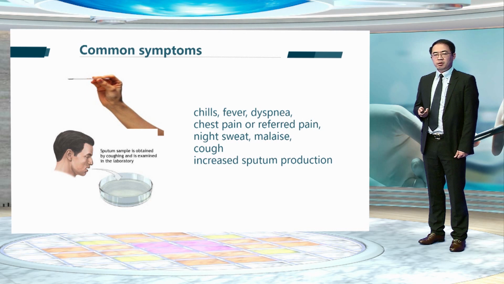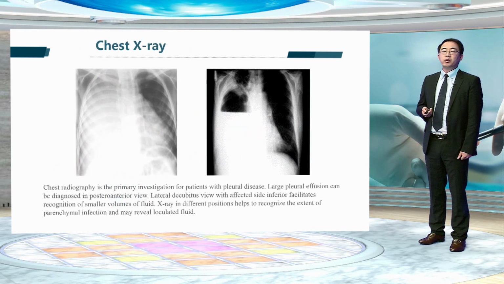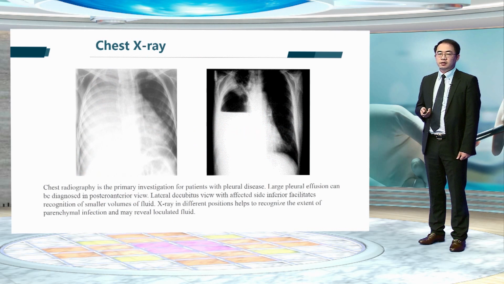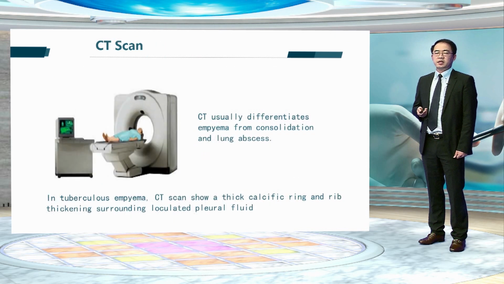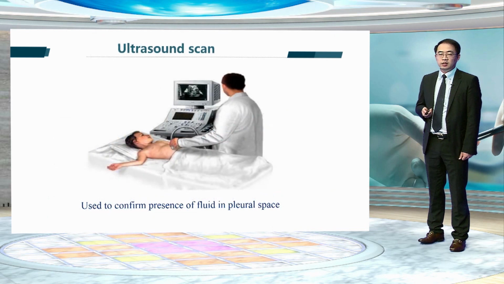The common symptoms of empyema include chills, fever, dyspnea, chest pain or referred pain, night sweats, cough, and increased sputum production. The chest X-ray is the primary investigation for the patient. The CT scan usually differentiates empyema from consolidation and lung abscess. In tuberculosis, the CT scan shows a thick calcific ring and rib thickening surrounding loculated pleural fluid. The ultrasound scan is used to confirm the presence of fluid in the pleural space.